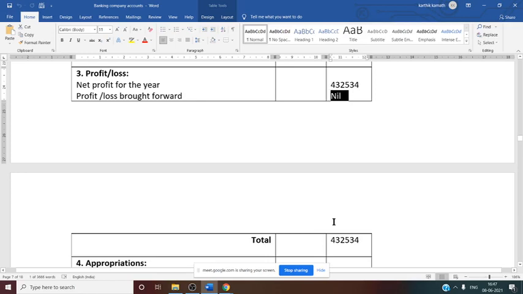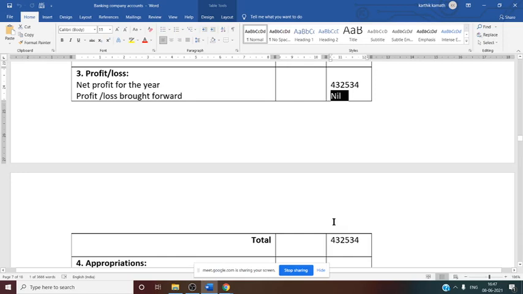Then schedule number 10 is regarding premises. Schedule number 10 is regarding fixed assets. Any fixed asset given in the question you can consider under schedule number 10. Here they have mentioned premises. It is like land and it is like building. Premises is equal to building. So schedule number 10 premises, that is 3,60,000 directly given in the question.